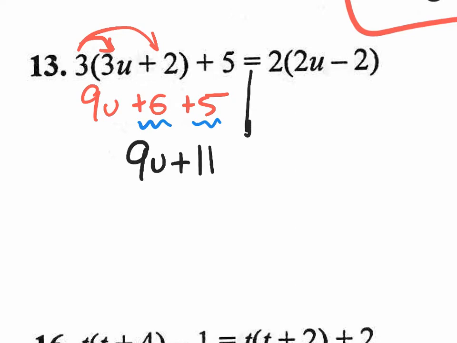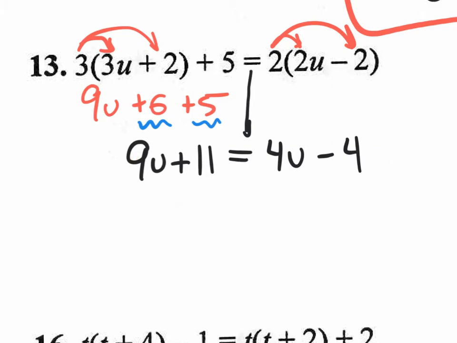This equal sign is going to come straight down. And now I need to simplify the right side. 2 times 2u is 4u, and 2 times negative 2, negative 4. And this is your new simplified equation.